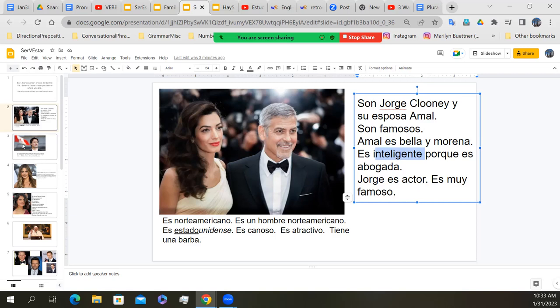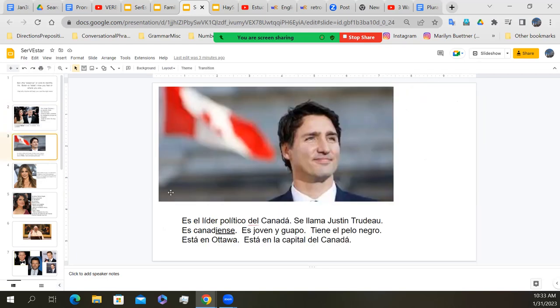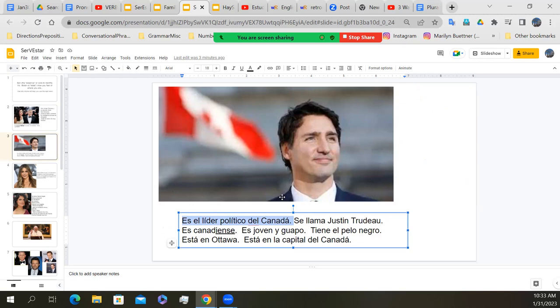Okay. Let's see some other descriptions with nationalities and descriptions. Okay. Es, I'm going to tell who he is. Es el líder, leader, es el líder político del Canadá. I'm identifying him by using ser. Es el líder político del Canadá. He is the political leader of Canada. Or I'm going to change it to his name is. Se llama Justin Trudeau. Se llama, his name is. I could say es Justin Trudeau. It would carry the same idea, who he is. Here comes nationality. Es canadiense. And that ending, canadiense, like estadounidense, stays the same for masculine, feminine.